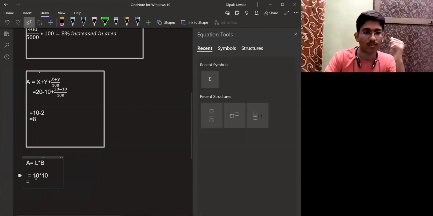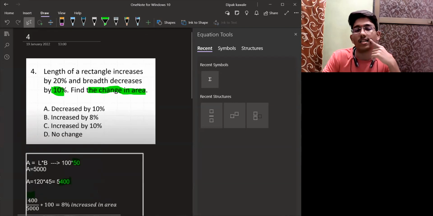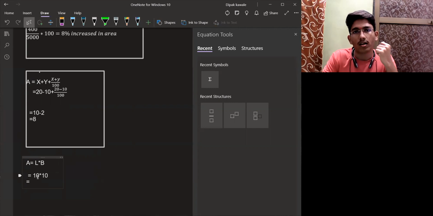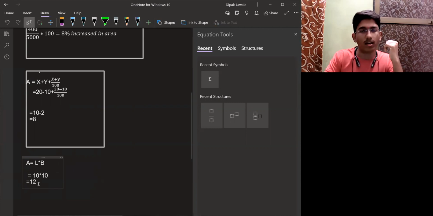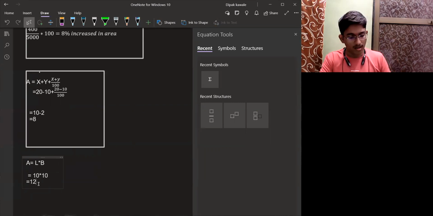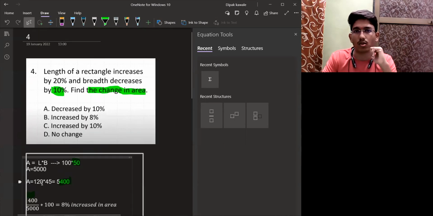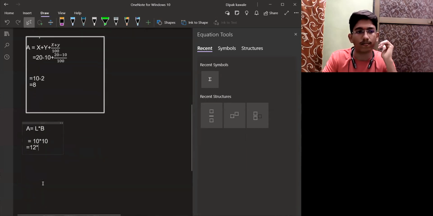Sir, tell me, how much is the length increasing? 20%. Okay guys, tell me, what is 20% of 10? 2. That means if 10 is increasing by 20%, it will be 12. Great. And if my breadth is decreasing by 10%, correct? That means 10 minus 1. 10% of 10 is 1. If it is decreasing then 10 minus 1 is 9.